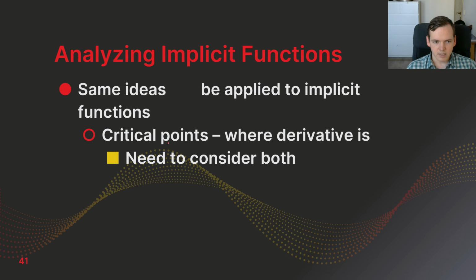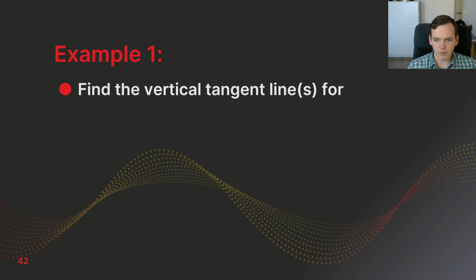So when we're analyzing implicit functions, the same ideas can be applied. We don't have to do anything special, but the specifics do look a little bit different. So critical points are where the derivative is 0 or undefined. And in this case, though, we do need to consider both that there are x and y values, no longer just x values.